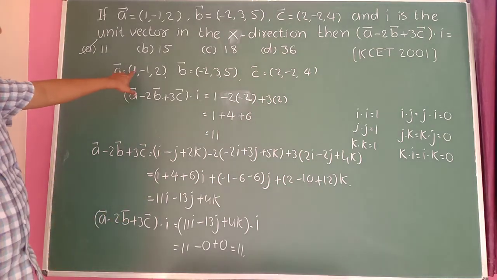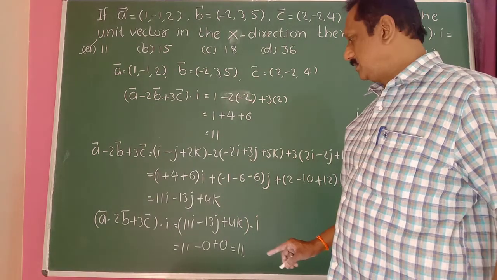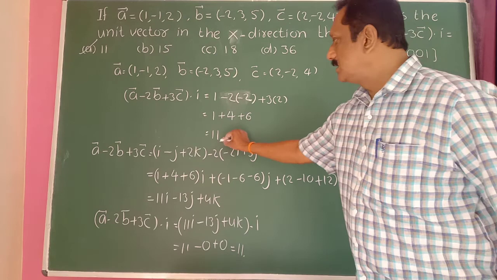Therefore, take only the x coordinate. X coordinates are coefficients of i. The remaining terms just leave. So simplify like this, and you get the answer.